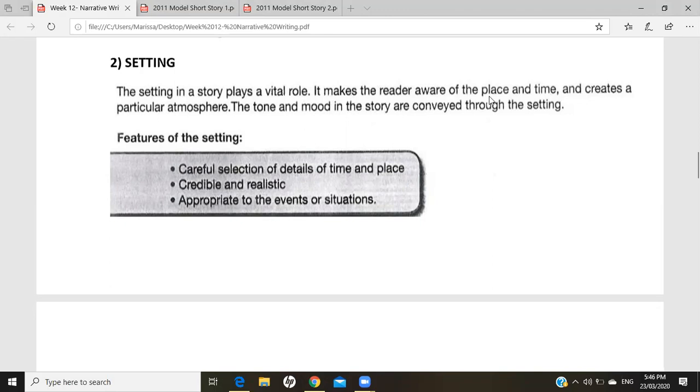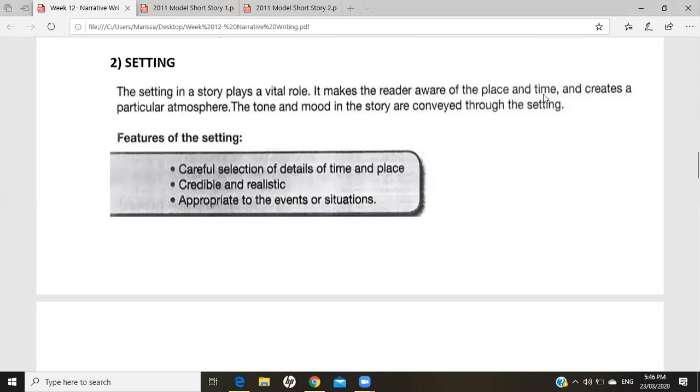So it makes the reader aware of the place. So you must mention the place. So where is the story taking place? Is the story taking place on Earth? Is it taking place at a school, in a house? Is it taking place by the beach or even in space? So I must know the place that the story is taking place.